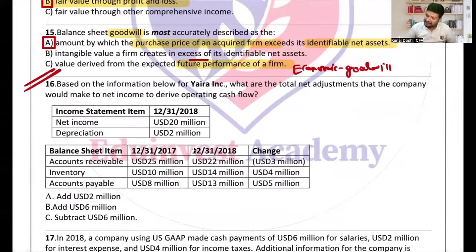Now comes my favorite topic, that is cash flow. Tell me, what are the three cash flows? Tell me on the chat box. CFO, CFI, and the third one, CFF, right? Most of the time you are going to get questions related to CFO. Why? Because CFO has two ways, direct method and indirect method. So most of the questions are going to be around that. Whether you use direct or indirect, the answer is going to be the same, right?